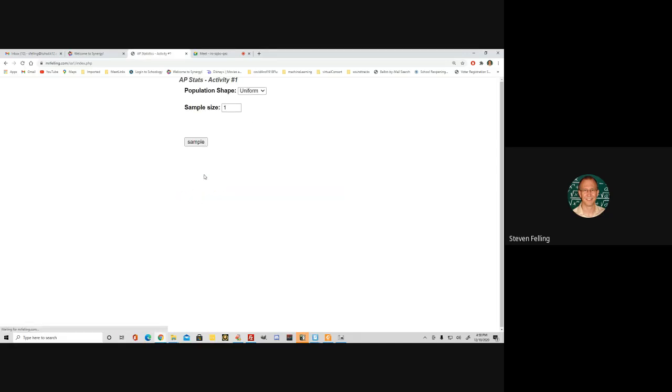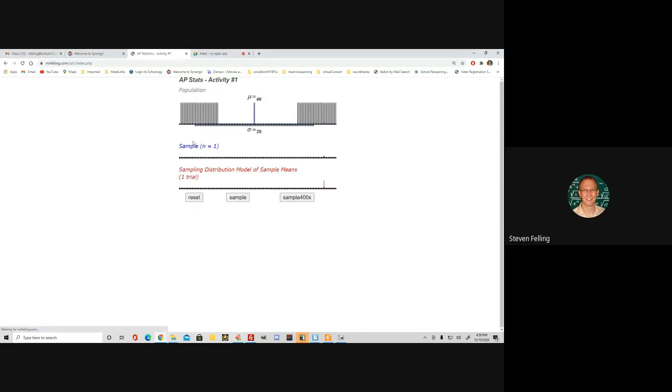Well, let's take the craziest case of all, which would be bimodal. I programmed a bimodal in here where the population had some very low numbers and some very high numbers and nothing at all in between. So if you take a sample one at a time, look at what happens, right?